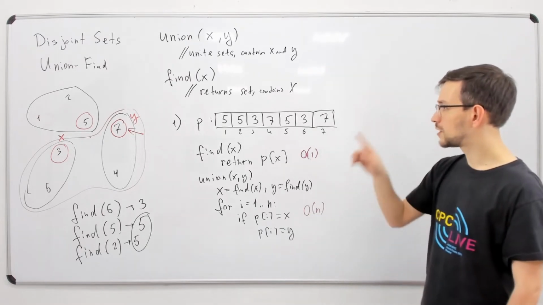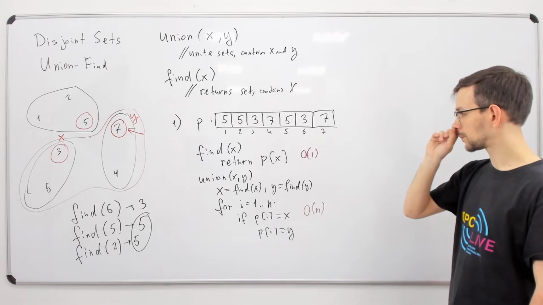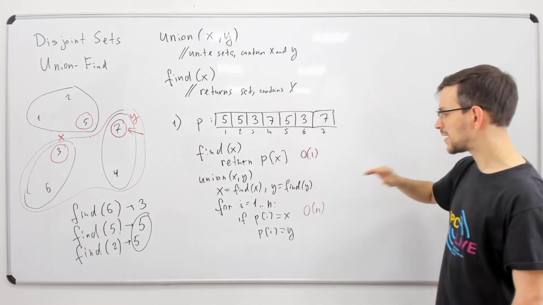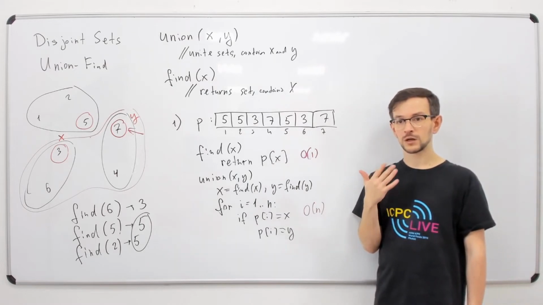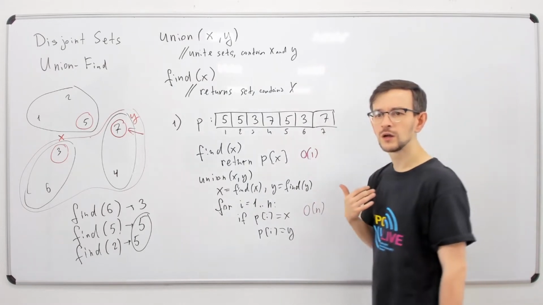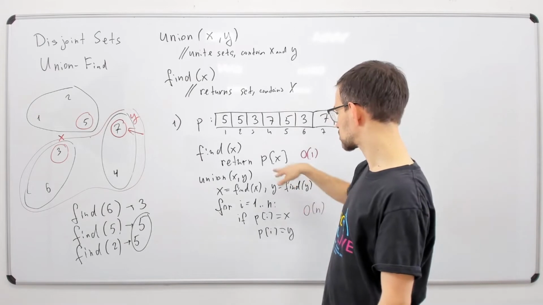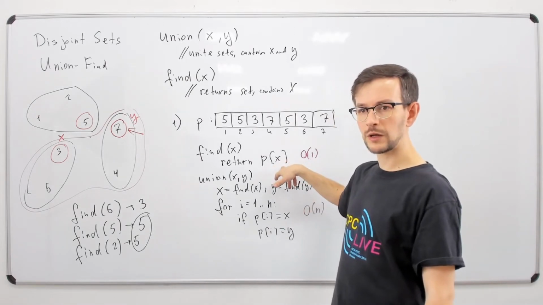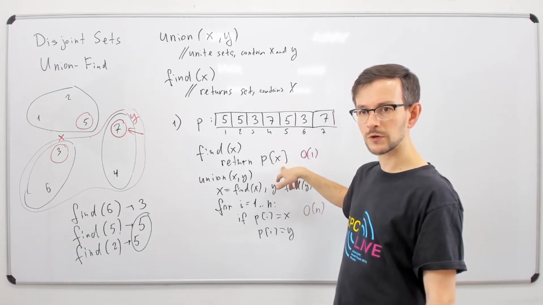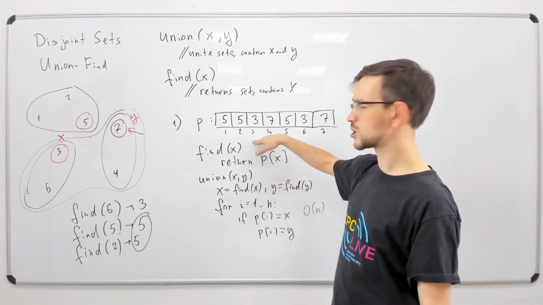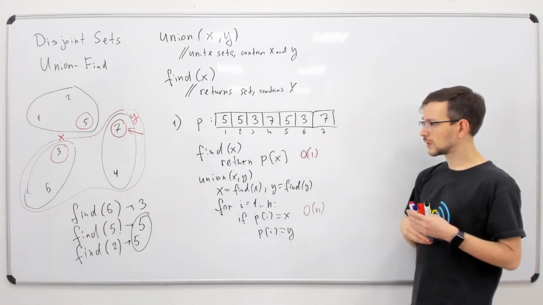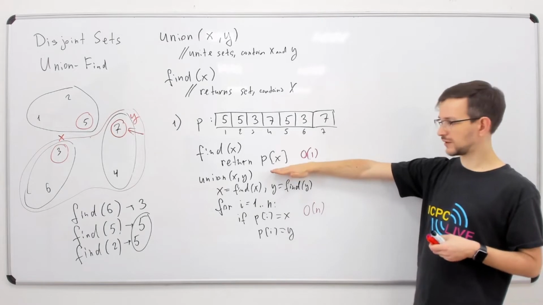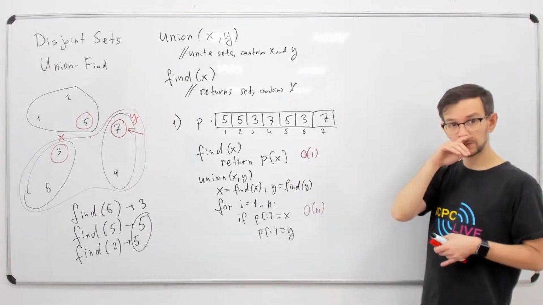Now let's stop here for a little and talk about how many union operations we can perform in our data structure. Why is find constant? Well, we just look in the array, and an array lookup takes constant time. It's not even a hash map. It's just an array. So we have a very fast find operation, but a very slow union operation.